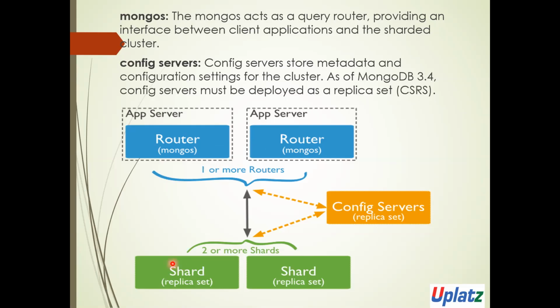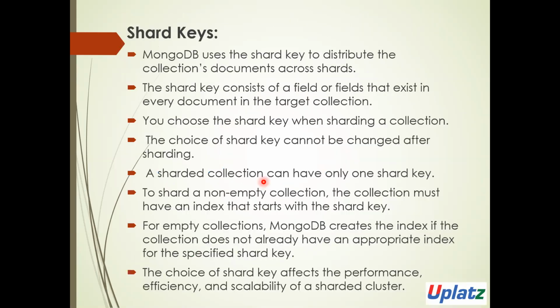Based on these two, whatever data comes in will be stored as a shard, a replica set. So one or more routers, two or more shards, and we have one config server replica set. This is how the shards, mongos and config servers are all called a sharded cluster in MongoDB.